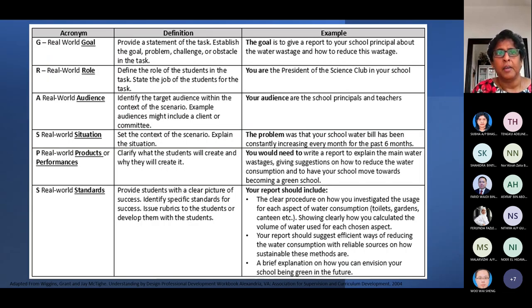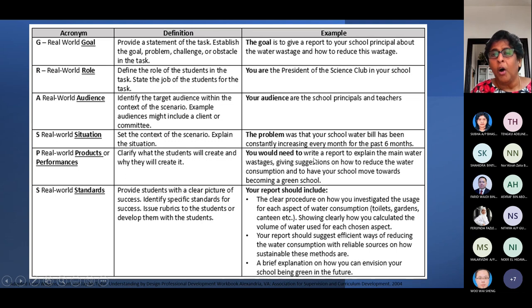Like this. The goal is to give a report to your school principal about the water wastage and how to reduce this wastage. What is your role? You are the president of the science club in your school. Who is your audience? Your audience are the teachers and the school principal. What is your situation? Your school water bill has been constantly increasing every month for the past 6 months.